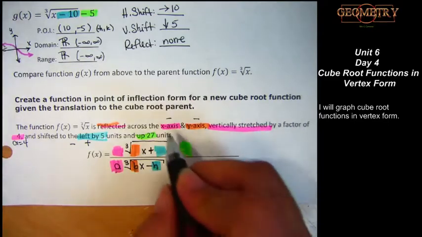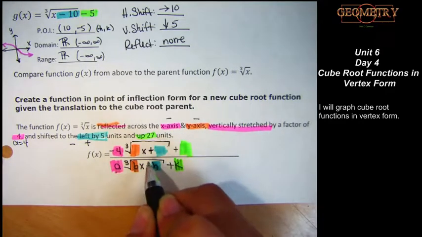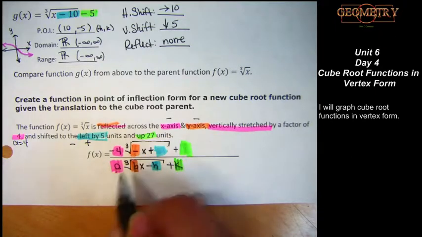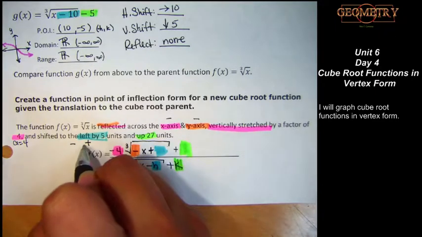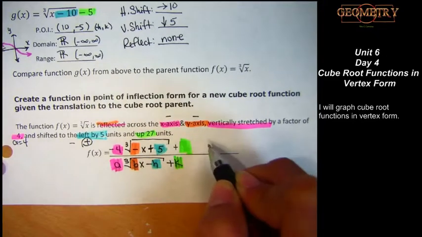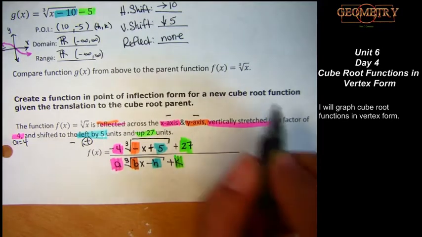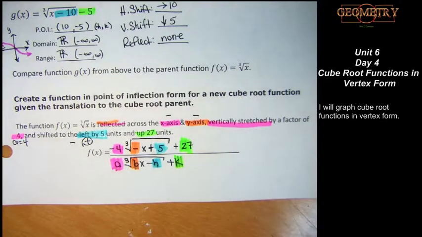Okay, so I'm going to fill in. My A value in pink had a negative and a 4. My orange value had a negative. We decided that it was going to be this one, so plus 5, and then up 27. And I'm done. That's it. Questions? Take a quick look at the homework.